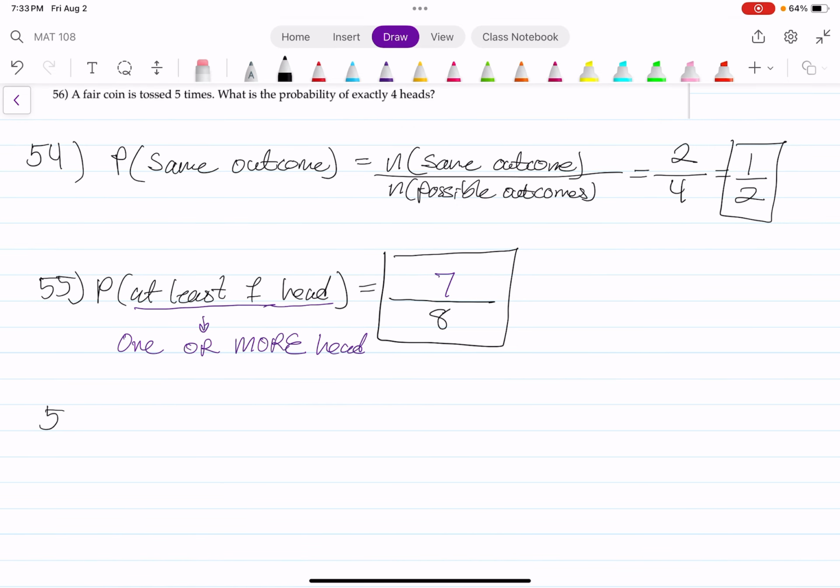Number 56. Ooh, a tricky one. A fair coin is tossed 5 times. What is the probability of getting exactly 4 heads? So there are 2 ways to go about this problem. One way is known as the binomial probability formula, but we don't teach binomial probability anymore as part of Math 108, so that's okay. The other way is to write out the outcomes that have exactly 4 heads.